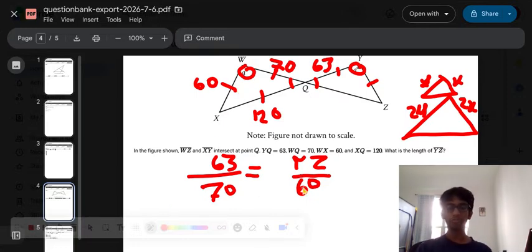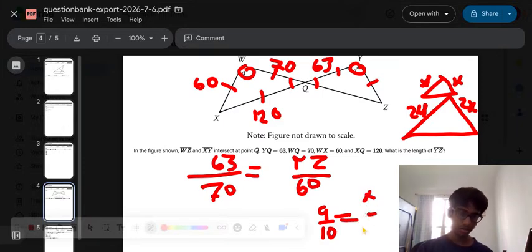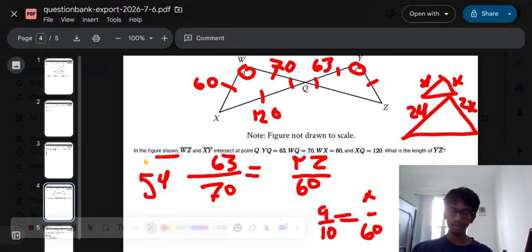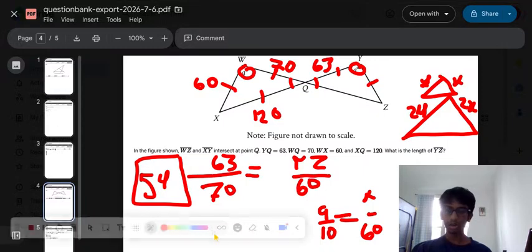Okay, simplifying this out, you get 9 over 10, right? Because 63 over 70 is 9 over 10, should be equal to YZ over 60. I'll just put X over 60, right? Multiplying this left side by 6 to get an equivalent fraction, we get X is equal to 54. And that would be our answer. Moving on to our last problem.